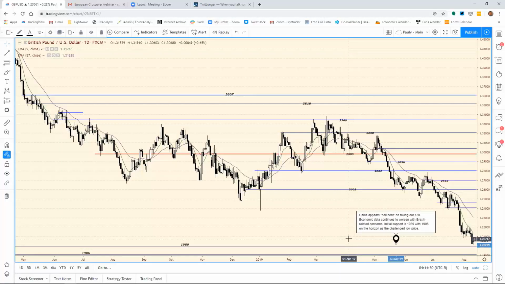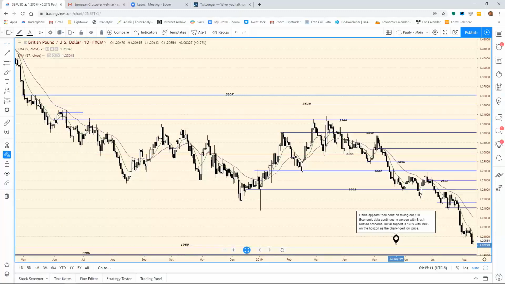Cable appears hell-bent on taking out 120. Economic data continues to worsen with Brexit-related concerns. Initial support is 1989 with 1906 on the horizon as a challenge, a low price. So you can see down here, potentially we can still get to 1906. But today's bias chart support is going to be 1989.